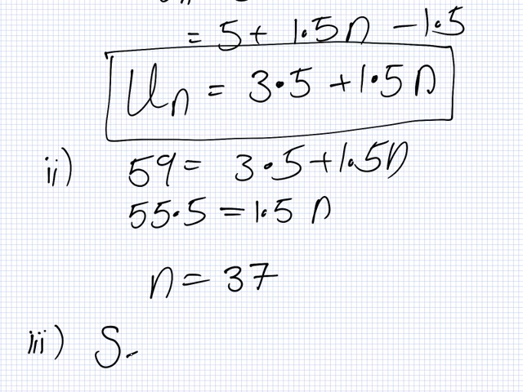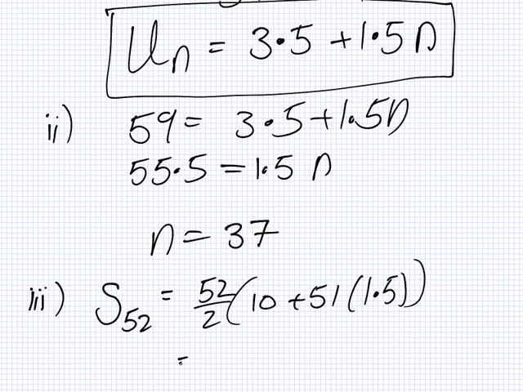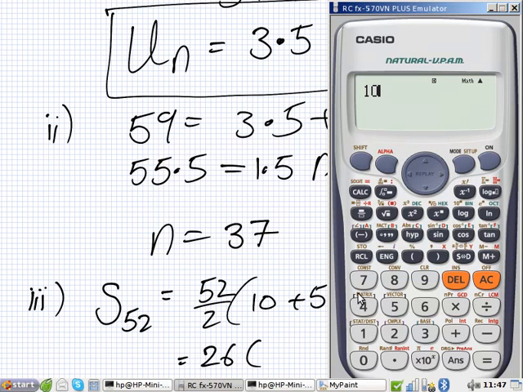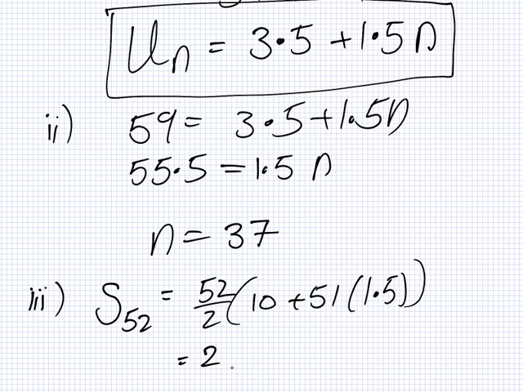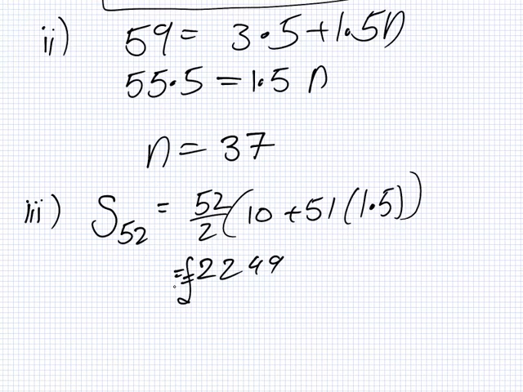Part 3. Find the total after 52 weeks. So that's S52, equal to n over 2 times (2a plus (n minus 1)d). So what's that? 26 times... Okay, cheating time. £2,249? Yeah, pounds. Right, now on to B.